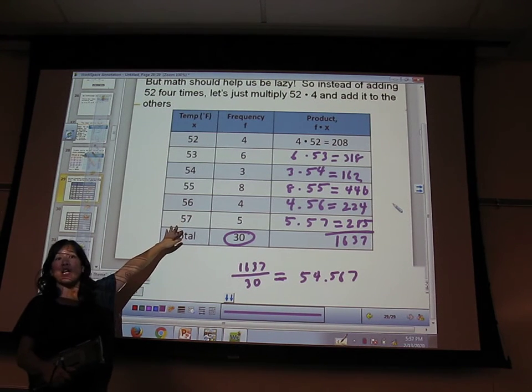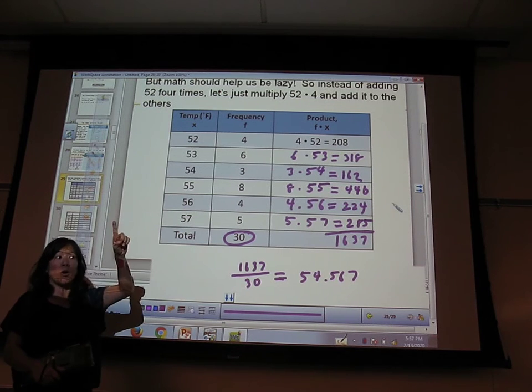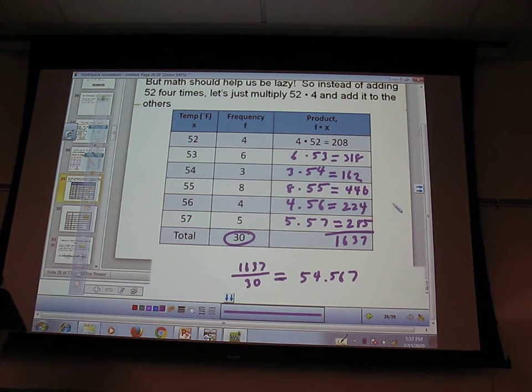My data has how many decimal places, guys? 0. So my mean should have how many decimal places? 1. One more than your original data is in. So 54.6. That's your answer.